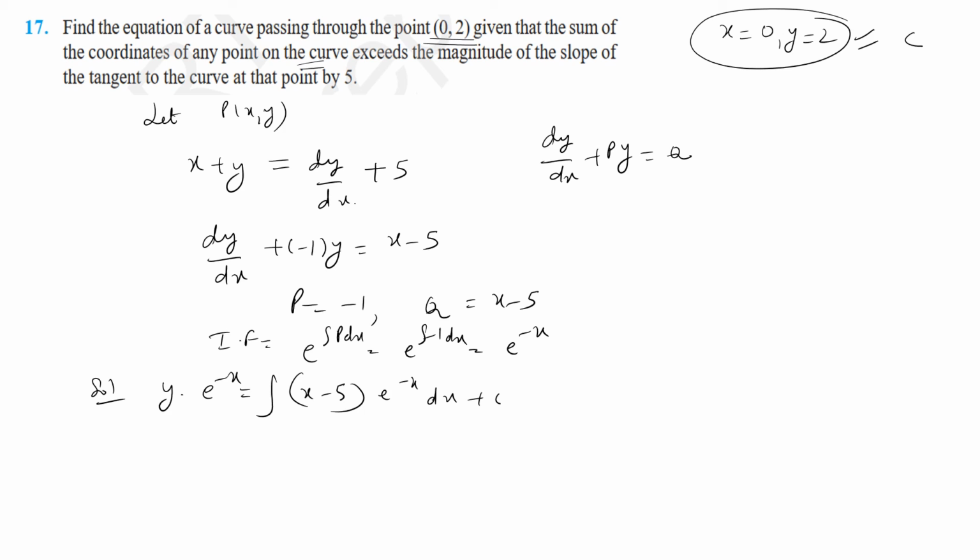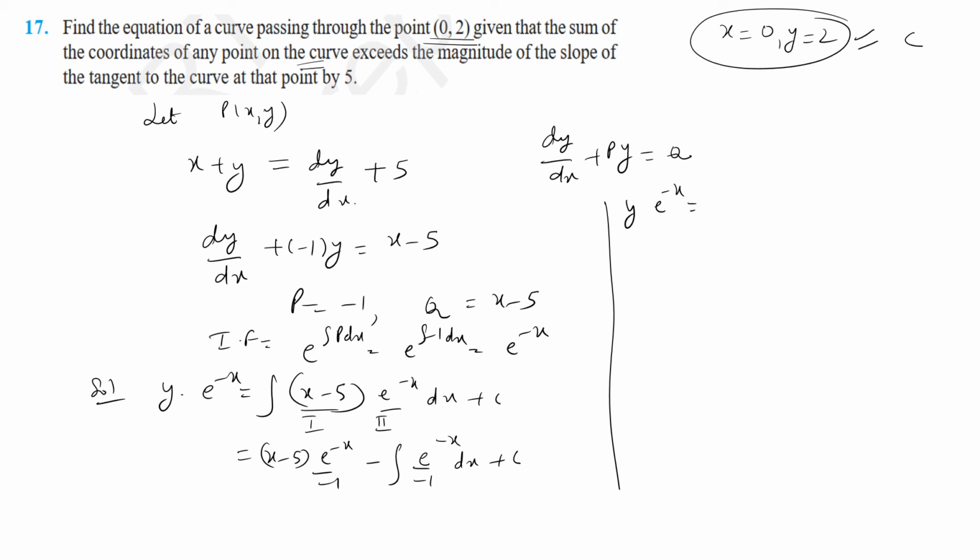Okay. So let us apply integration by parts here. First function, second function. So this first function, integral of second is this, minus integral of d dx of first, which is 1, and integral of this function is minus e raised to power minus x upon minus 1 dx plus c. Okay. So it becomes y e raised to power minus x is x minus 5 e raised to power minus x upon minus 1. Okay. And that becomes plus integral of e raised to power minus x dx plus c.